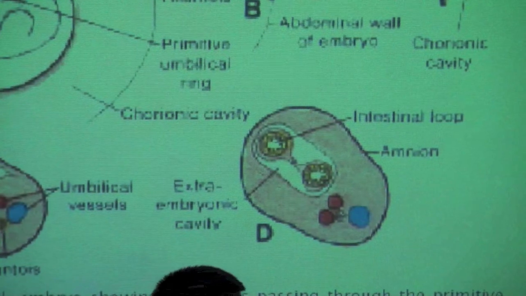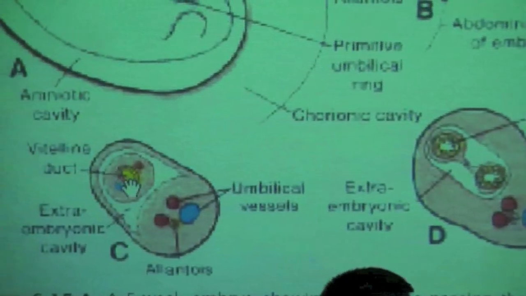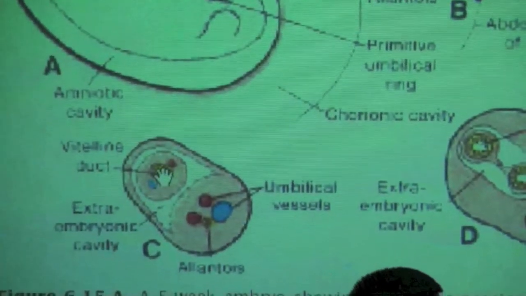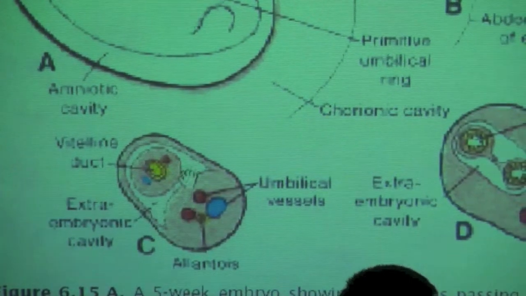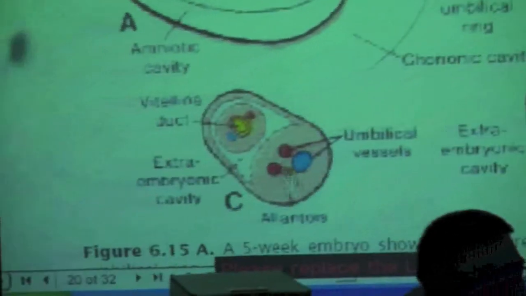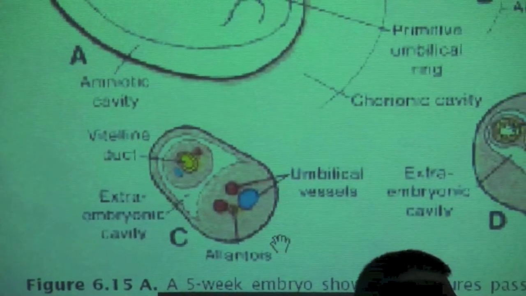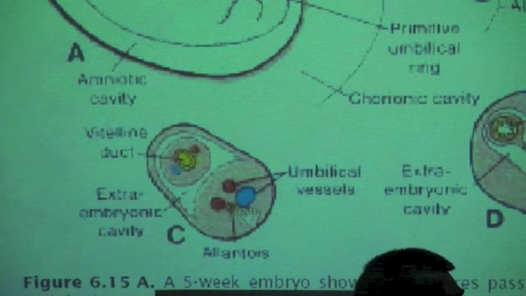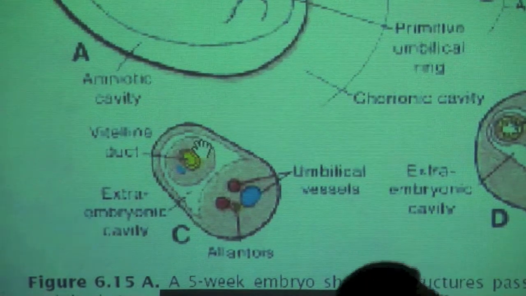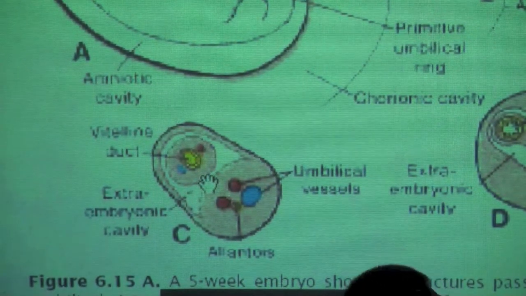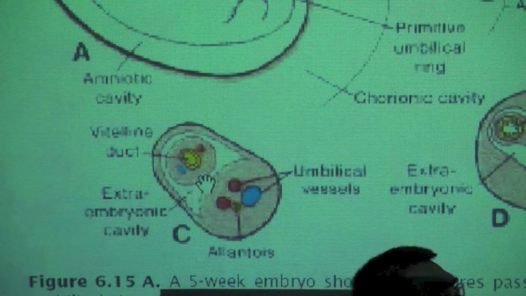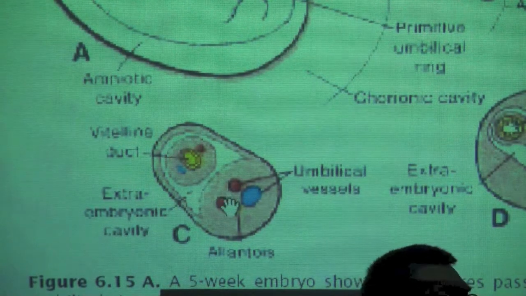So finally, what we have? We have only the vitelline duct. We have the extraembryonic cavity, of course, and we have blood vessels here: two arteries and one vein. The allantois normally degenerates, but if present, it becomes the urachus.